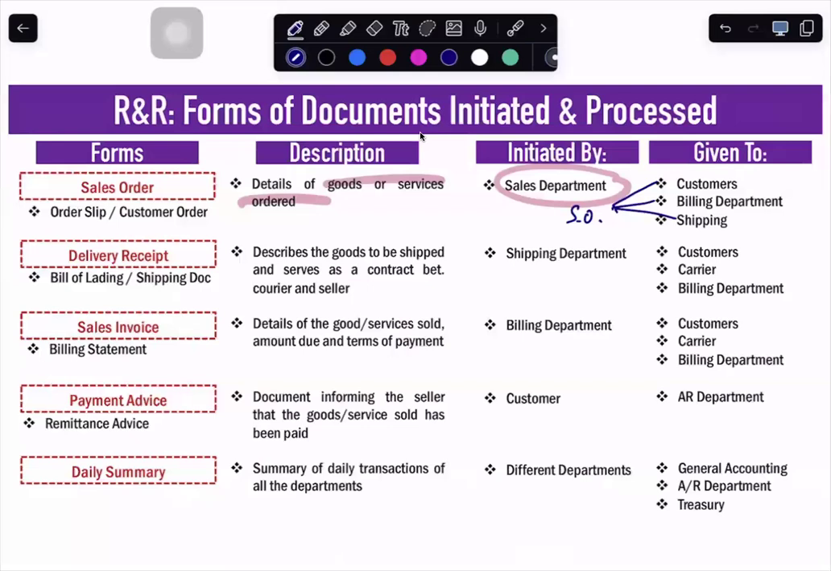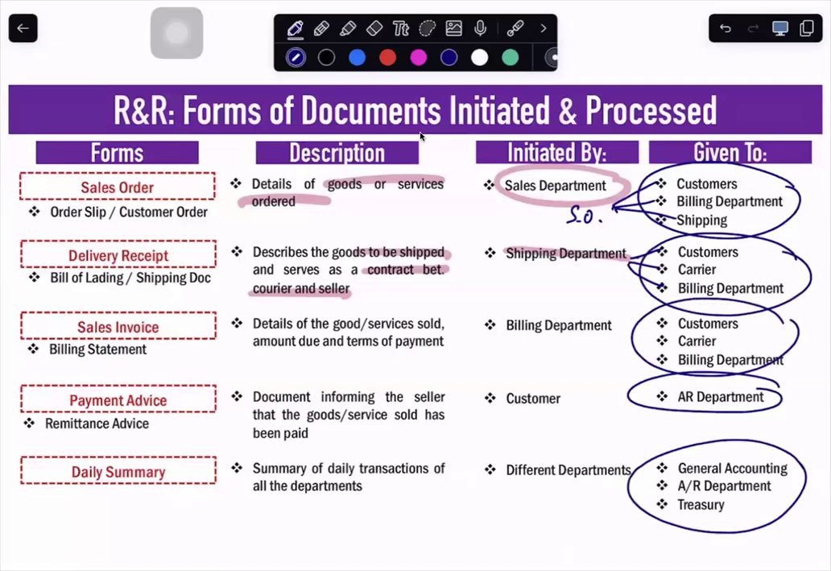And then we have also your delivery receipt, also known as your bill of lading or shipping document. This describes the goods to be shipped and serves as a contract between the courier and the seller. So this starts from the shipping department and it will be given to the customer, courier, and the billing department. So these persons are the end receivers of the different documents. Normally, the source document is prepared in triplicate form and those triplicate copies are given to customers, billing, and shipping.